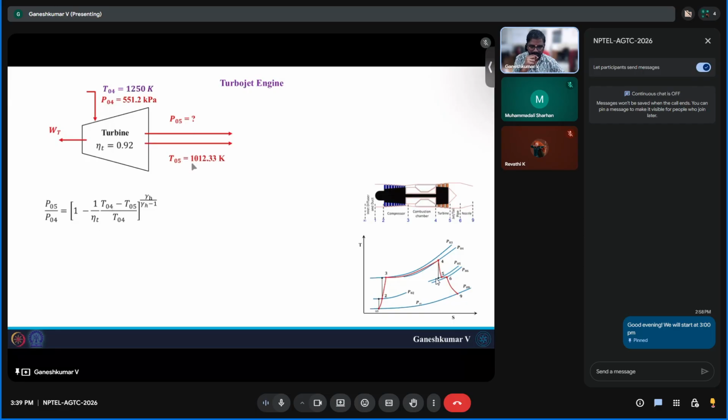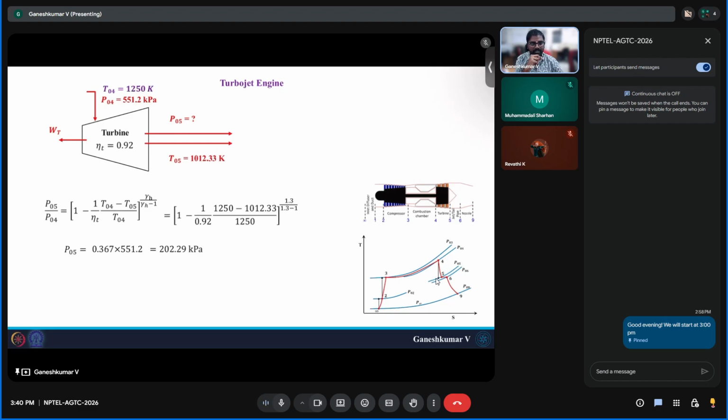T04 is known, T05 is known. Everything is known in this except P05. So if you substitute these numbers, you would end up having 0.367 times 551.2, which would be like 200 kilopascal. So the pressure has reduced from 551 to 200 kilopascal.